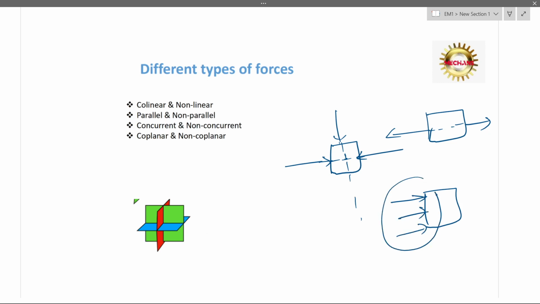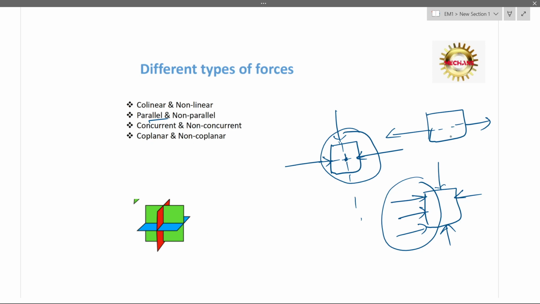these forces are called parallel forces. And if a force acts in a direction like this, it won't be called parallel. If you consider this system of forces, all the forces meet at the same point. So this kind of force is called concurrent.